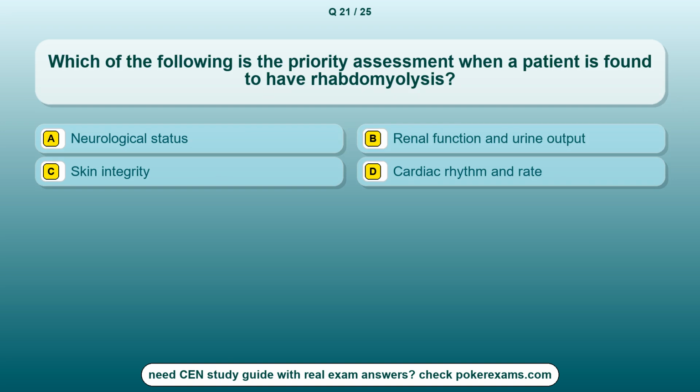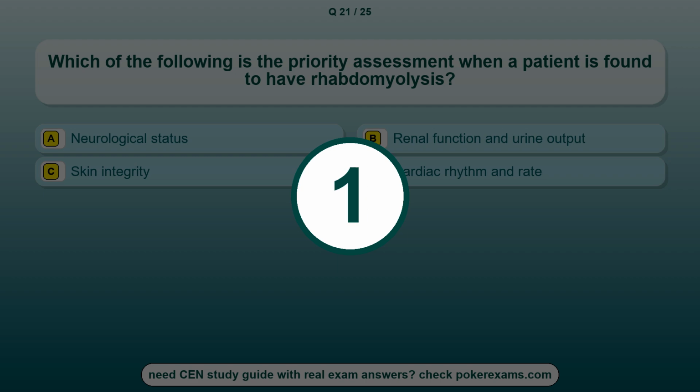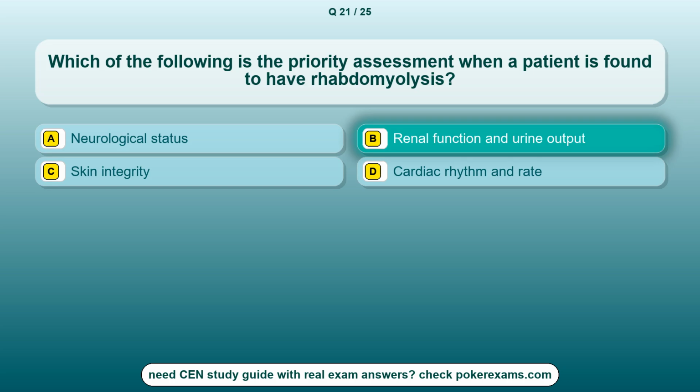Question 21. Which of the following is the priority assessment when a patient is found to have rhabdomyolysis? Option A, neurological status. Option B, renal function and urine output. Option C, skin integrity. Option D, cardiac rhythm and rate. The correct answer is option B, renal function and urine output.